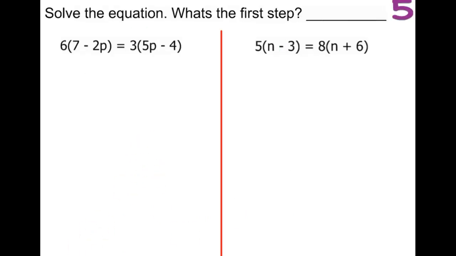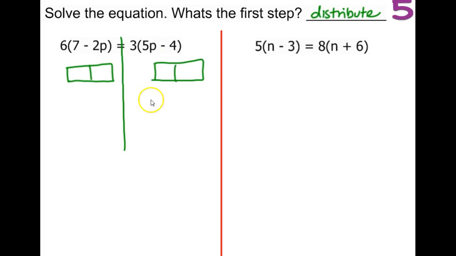Alright, these next ones a little bit different. It says solve the equation. What's the first step? I see lots of parentheses here with 2 terms inside, so that means I'm going to have to distribute or draw a box. So when I draw my line down here to solve this, I need a box on this side and I need a box on this side.